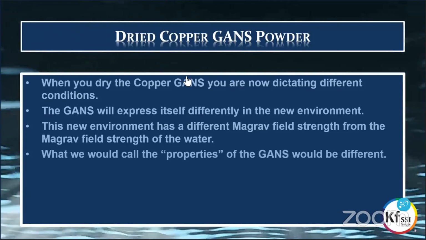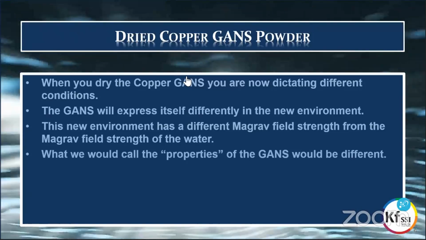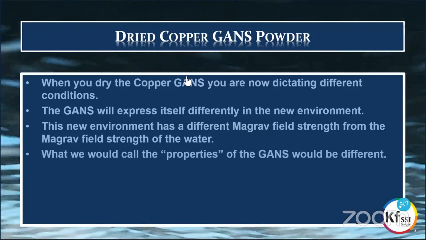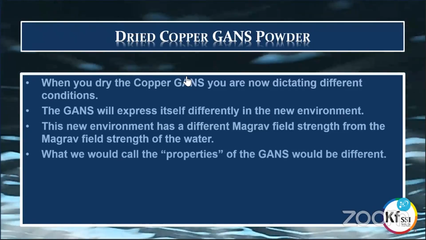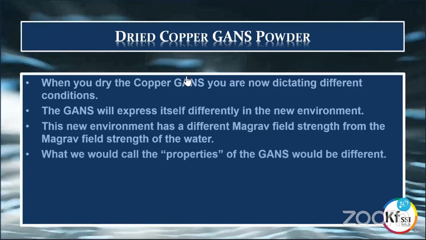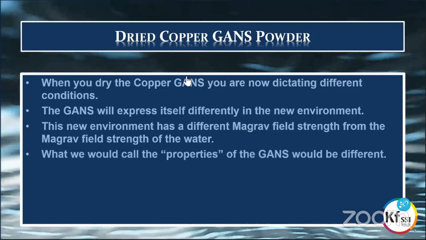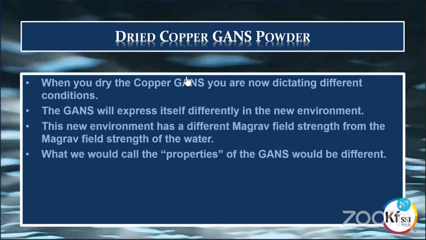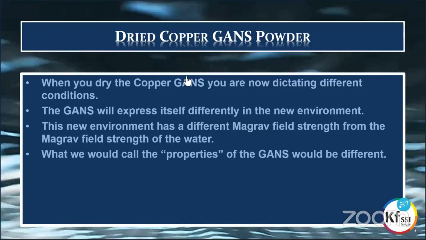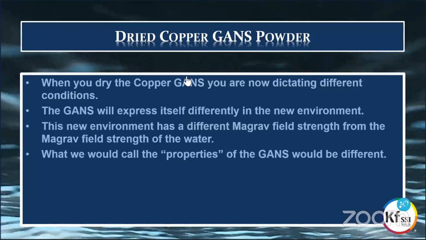So in our terms of science, what we've understood is that GaNs will have different properties in the water, and different properties if we dry it. But essentially what we're saying is that the environments we've created are different. We have different magnetic gravitational field environments for our GaNs.